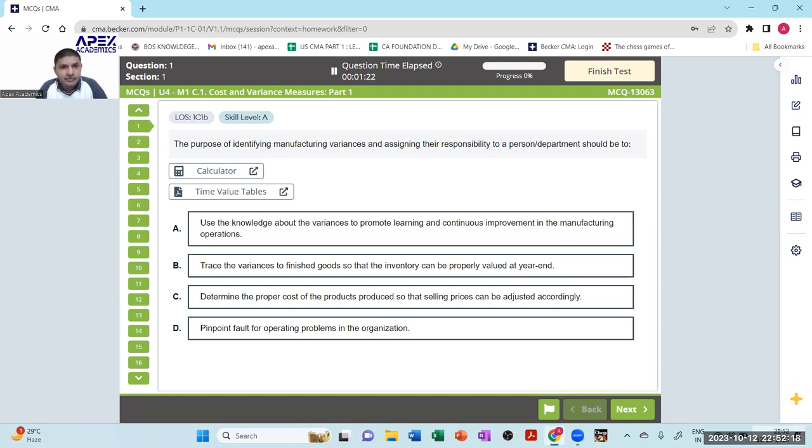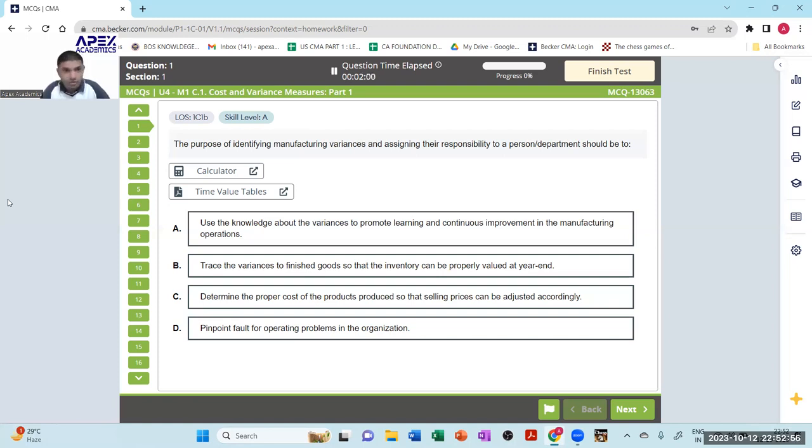The purpose of identifying manufacturing variances and assigning their responsibility to a person or a department should be to do what? Use the knowledge about the variances to promote learning and continuous improvement in manufacturing. Trace the variances to finished goods so that inventory can be properly valued at year end. Determine the proper cost of the products produced so that the selling prices can be adjusted, and pinpoint fault for operating problems in the organization. What is it that we should do?